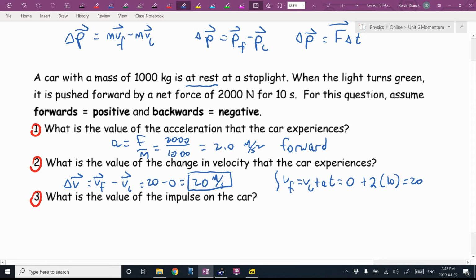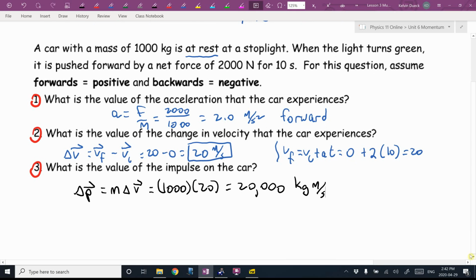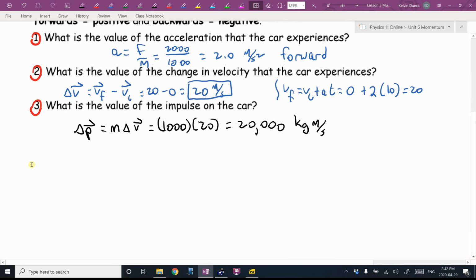What's the value of the impulse? To calculate that, I'm going to use this definition of impulse, except I'm going to be a bit lazy. I'm going to recognize that impulse, which is another word for change in momentum, is mass times the change in velocity, which I just figured out in number 2. The mass is 1,000. The change in velocity is 20, so the impulse is 20,000 kilogram meters per second. This car had a change in momentum, a gain in this case, of 20,000 kilogram meters per second.